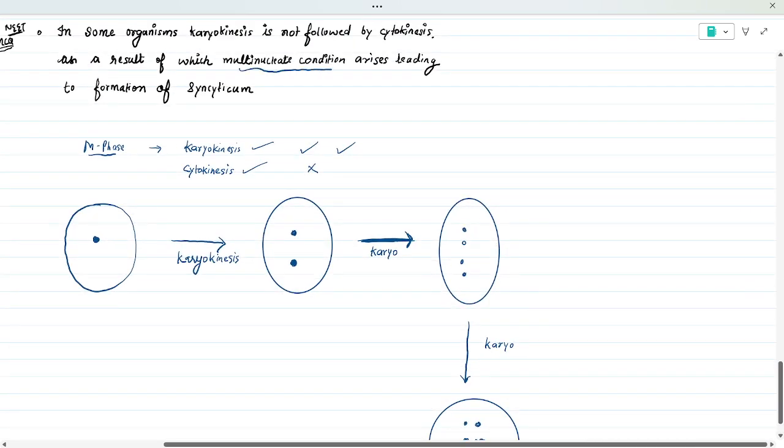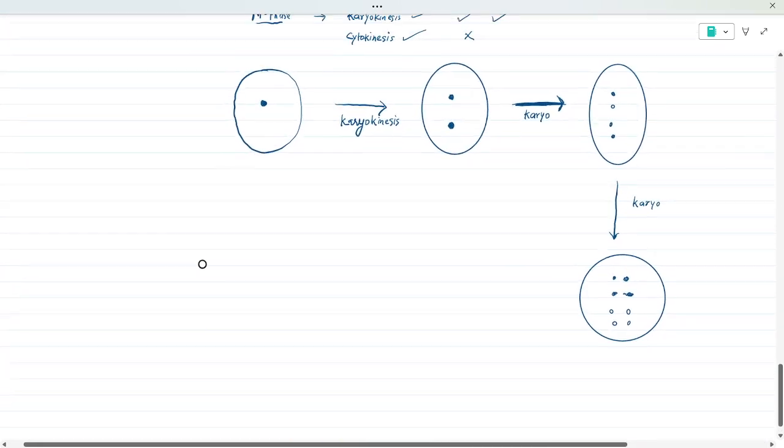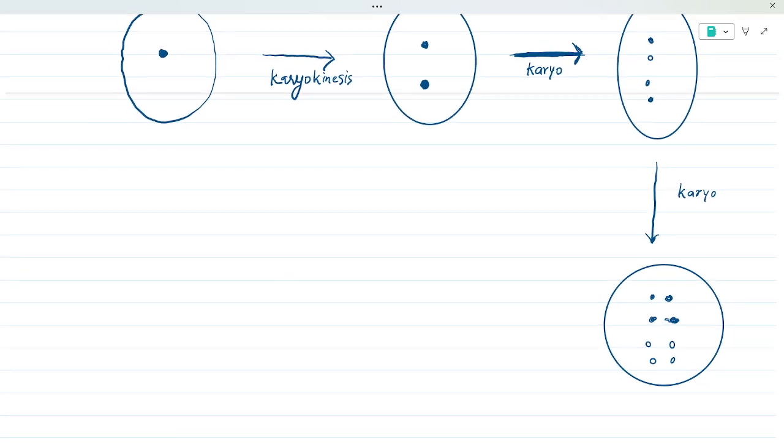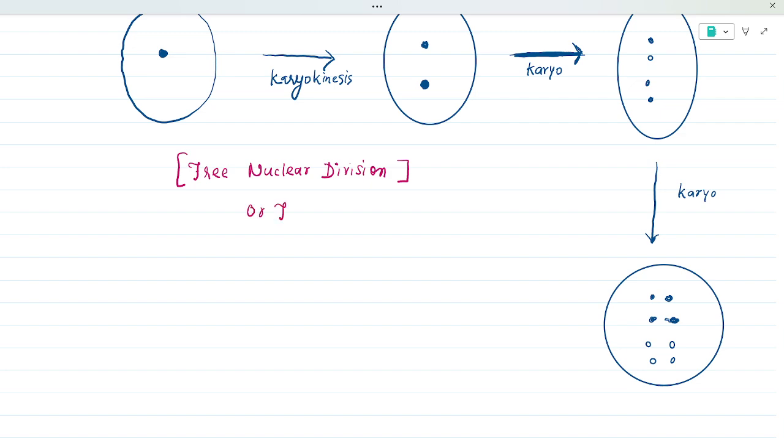multinucleated condition, right? This type of divisions are generally known as free nuclear divisions, where only karyokinesis occurs, and after a long time cytokinesis would occur, or in short we can call it FND. That kind of division you will study in your class 12 in first chapter as well.